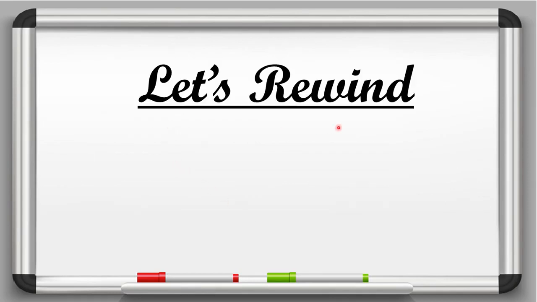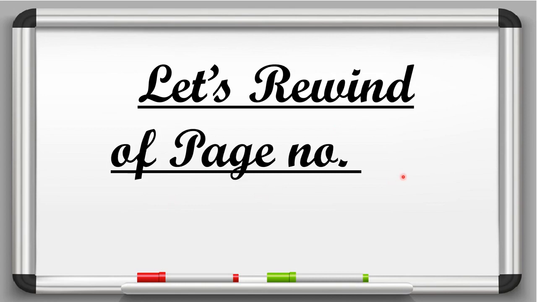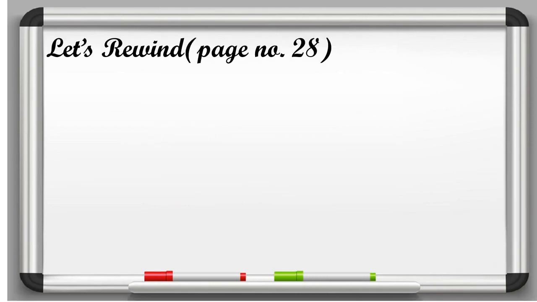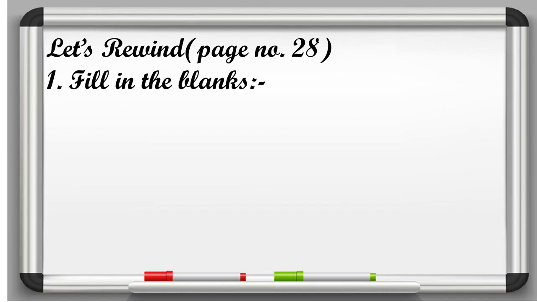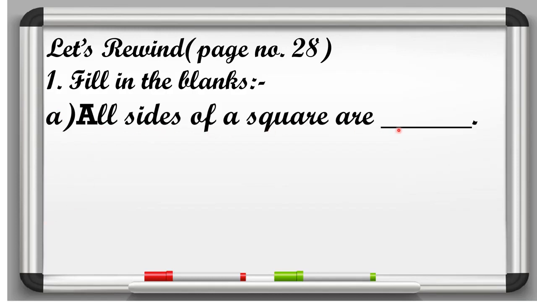So here, let's rewind of page number 28. Now, beta, question number 1 of let's rewind, fill in the blanks. So here it is given in A part, all sides of a square are dash. So beta, first of all, when you want to solve it, you have to make a square at the side. So let's make a square like this. Now we can count how many sides are there. 1, 2, 3, 4. There are 4 sides of a square.